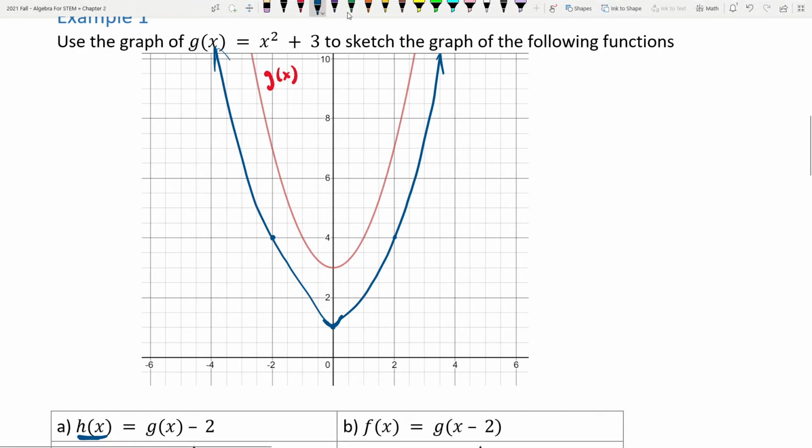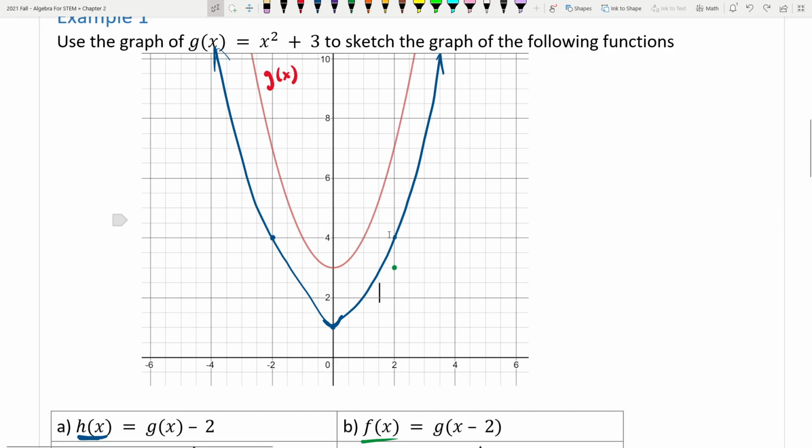I'll do that one in green. Now, what do I plug in to f in order to get the same thing as plugging in 0 into g? Well, now I have to plug in at least 2 to get a 0 into g. So that means when I plug in 2, the value of the function should be the same as the value 2 units to the left. So that means this graph is going to be shifted to the right by 2.